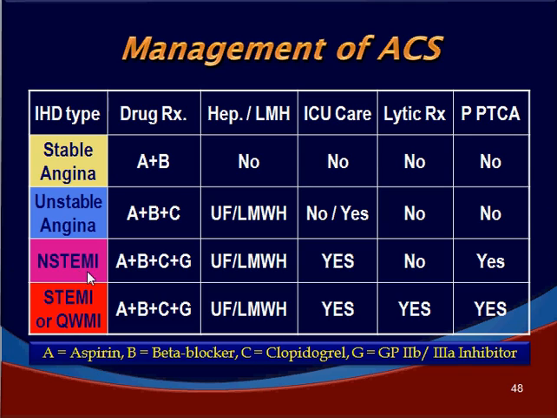In NSTEMI, non-ST segment elevation myocardial infarction, we have to give A aspirin, B beta blocker, C clopidogrel, G, that is the GP blocker, which is abciximab or tirofiban or eptifibatide. One of these drugs has to be given along with unfractionated heparin or low molecular heparin. Either this or this, the preferable agent would be low molecular heparin.